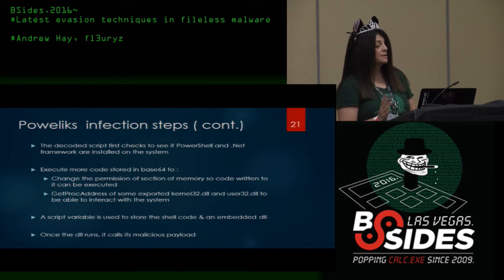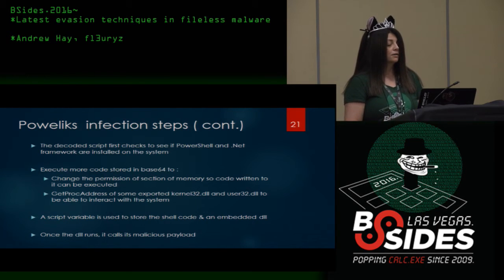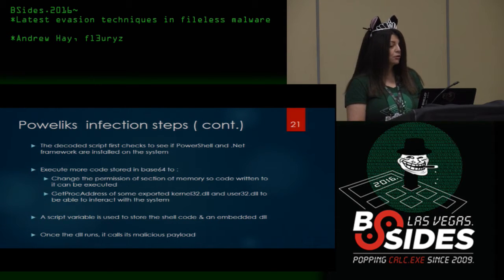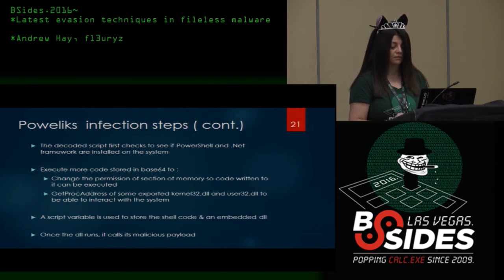Once the script is decoded, it first checks to see if PowerShell and the .NET framework are installed on the system. And then it executes more code stored in base64 to change the permission of a section of memory, so code written to it can be executed. It gets the proc address of some exported kernel32.dll and user32.dll functions to be able to interact with the system. A script variable is used to store the shellcode and an embedded DLL. And once the DLL runs, it calls its malicious payload.